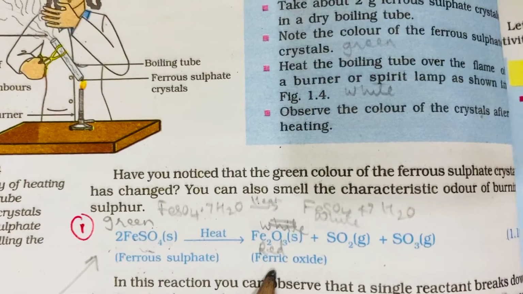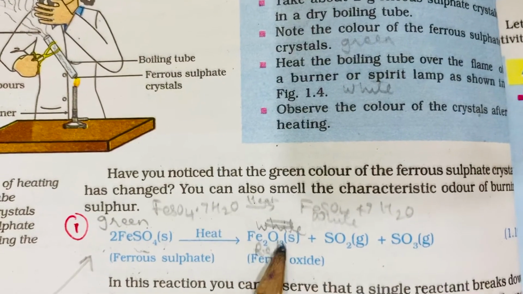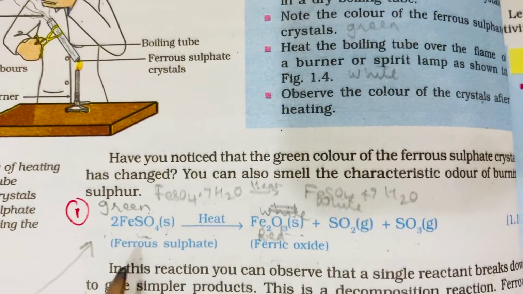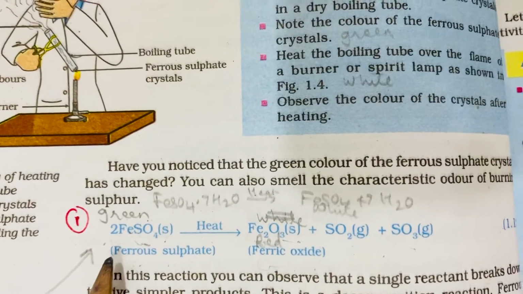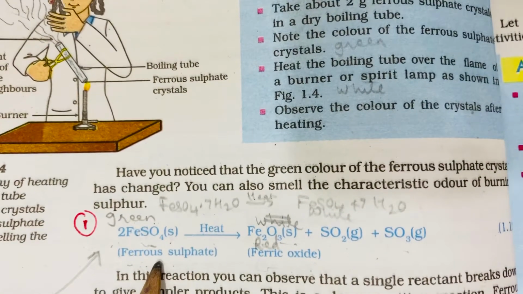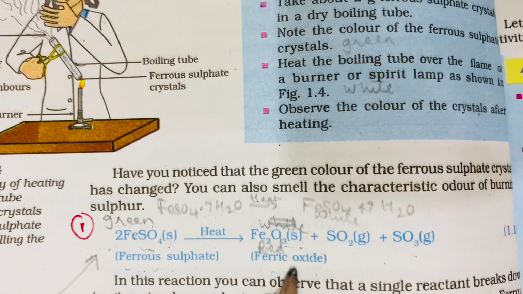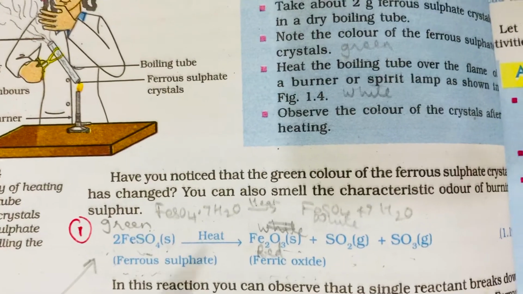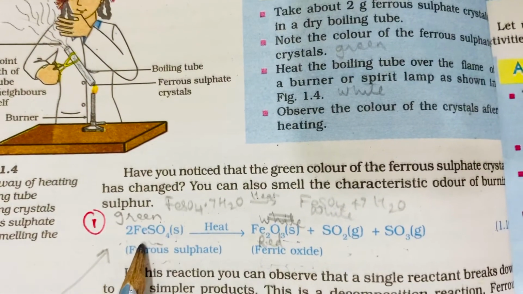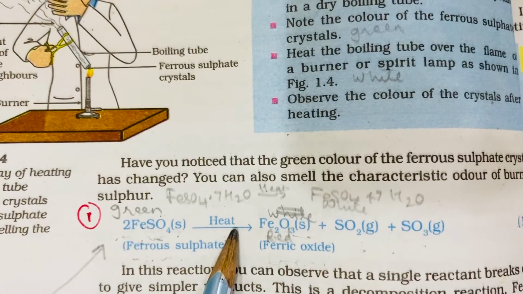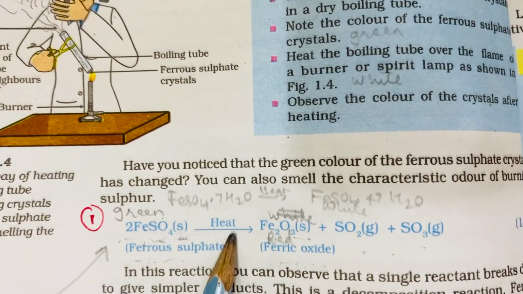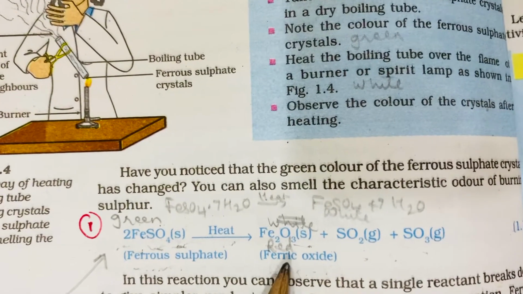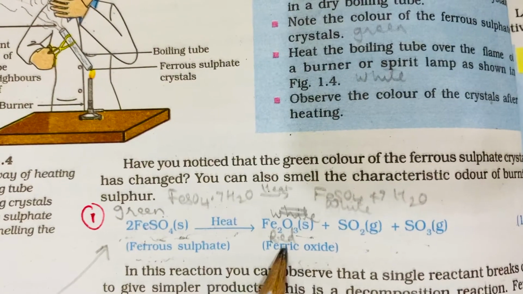Finally we get ferric oxide, that is Fe2O3 solid, plus sulfur dioxide plus sulfur trioxide gas. What is the question asked about it? There are green colored crystals. When these crystals are heated, they become a brown substance with the smell of burning sulfur. Write down the chemical reaction. You should know the balanced chemical reaction, that is 2FeSO4 when heated, you should write solid, becomes Fe2O3, which is solid. That means iron sulfate crystals become iron oxide, which is brown-red in color.